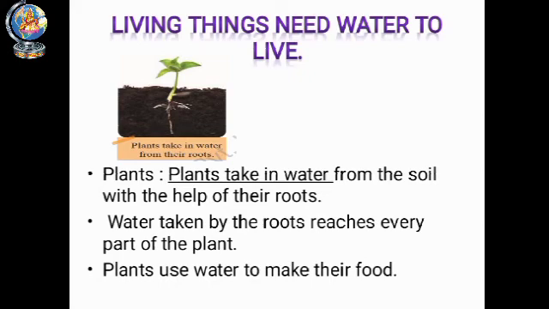Plants use water to make their food, right? It is used in photosynthesis. You have studied this in 4th standard also, right? That water is required for photosynthesis.